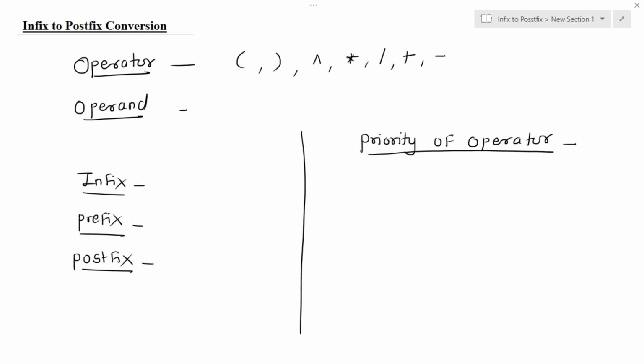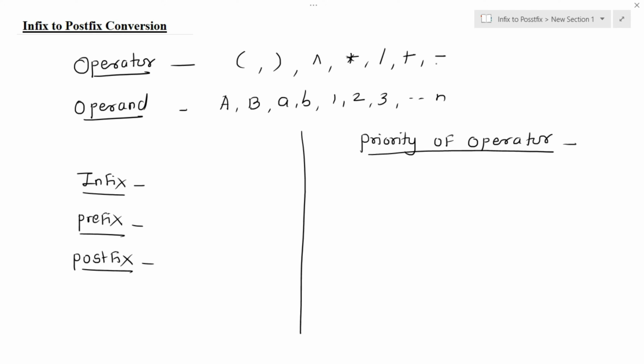Now what is meant by operand? An operand may be any alphabet, either a capital letter or a small letter. So it may be capital A, B up to Z, small a, b up to z, or sometimes the operand may be a digit 1, 2, 3 up to N. This is called an operand. So these are the basic terms, operator and operand. Whenever you solve an expression, in that expression the operators and the operands are given.